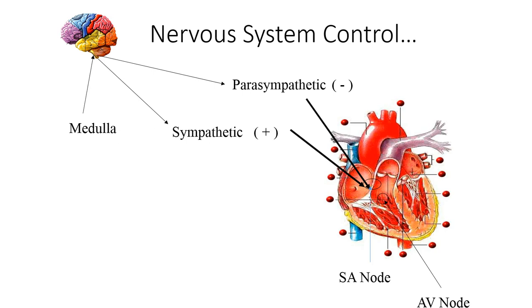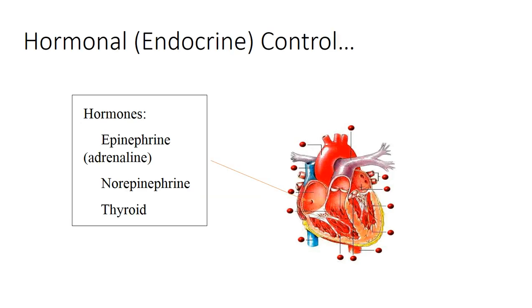So you're sitting nice and relaxed listening to this video. Your parasympathetic is in control of your heart, but then suddenly a bear breaks through your door. Your heart rate's going to go up because your sympathetic is going to take control.